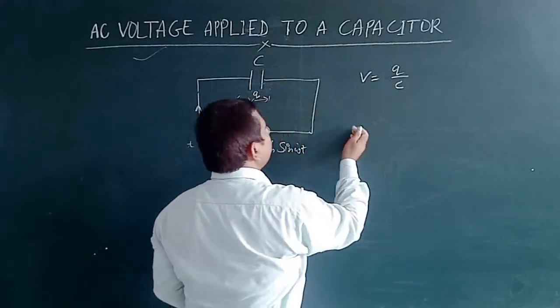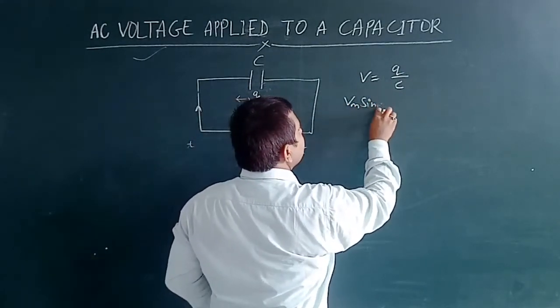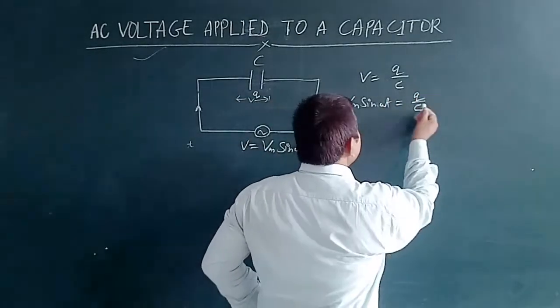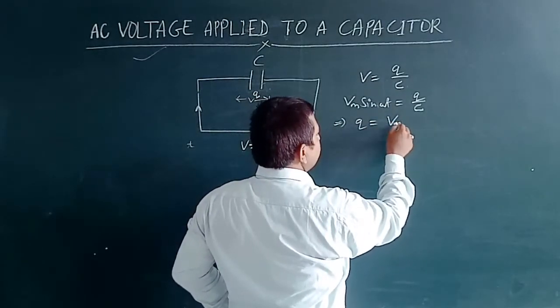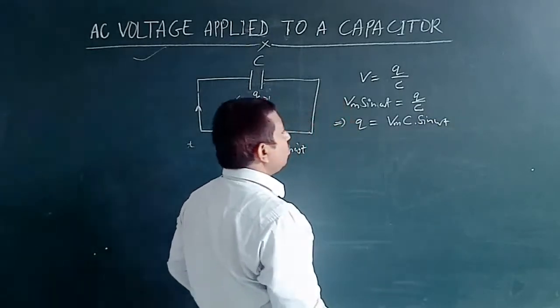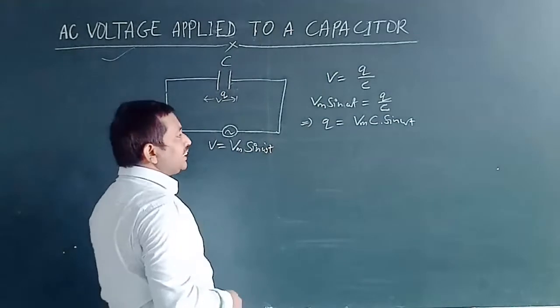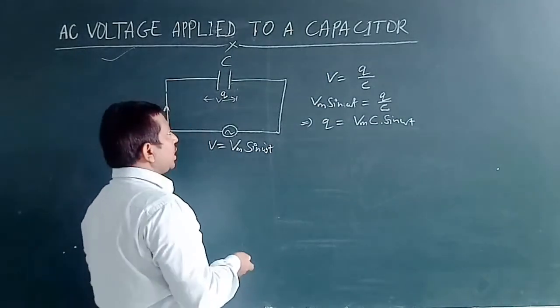So if we put the value of this V, that is Vm sine omega t, then we get Q by C equals Vm sine omega t. From here we get Q is equal to Vm into C sine omega t. Okay, so the value of the electric current flowing through the circuit at an instant of time t will be given by the rate of flow of charge.